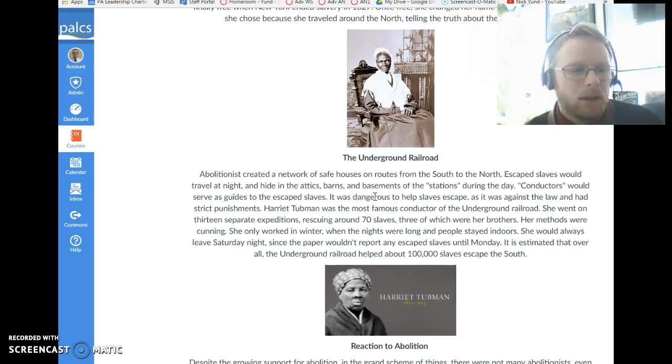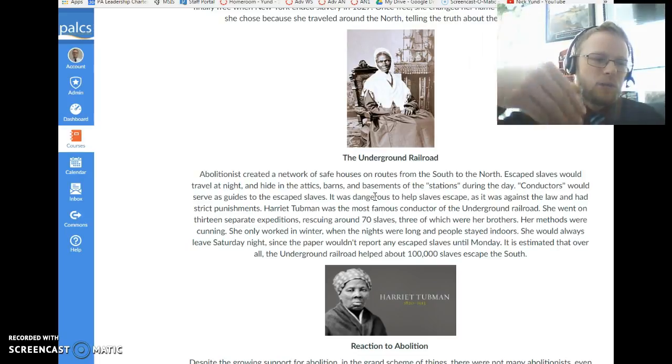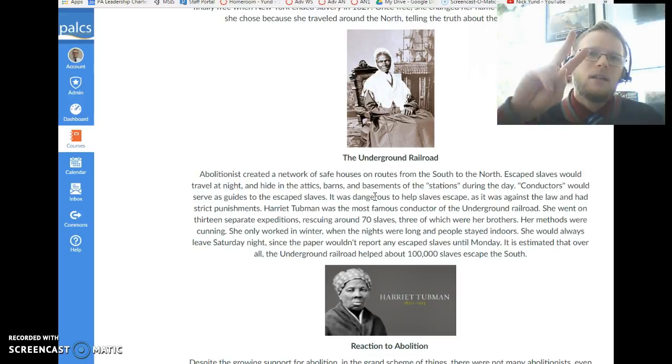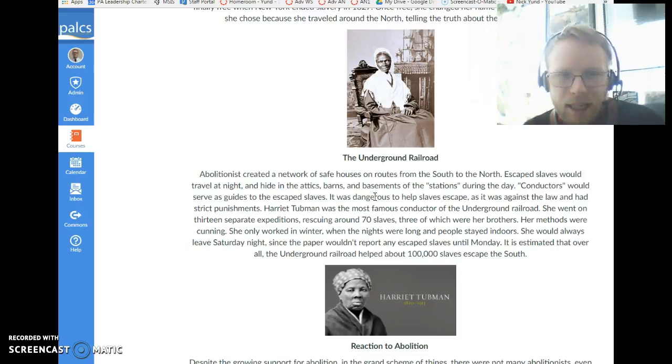Abolitionists created a network of houses on routes from south to north, and escaped slaves would travel at night and then hide in the attics, barns, and basements of these Underground Railroad stations during the day. Conductors would serve as guides to the escaped slaves. Working on the Underground Railroad was dangerous because it was against the law, technically, and there were pretty harsh punishments for helping slaves to escape.